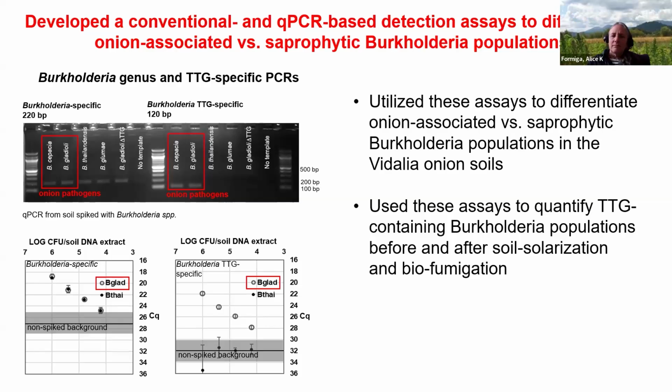Burkholderia itself. What you're seeing over here on the left, we have onion Burkholderia specific primers. It was able to detect the onion pathogens, and we also have Burkholderia TTG specific primers that will only detect those pathogens which are associated with onions. They are detected through this assay, whereas other Burkholderia species present in soil as saprophytic Burkholderia were not detected. And we were able to develop a qPCR assay to quantify how much population of each species is actually prevalent in the soil. Using this assay, we are now quantifying the impact of cultural practices like soil solarization and soil biofumigation, to pinpoint the actual impact of these practices on onion-associated Burkholderia.